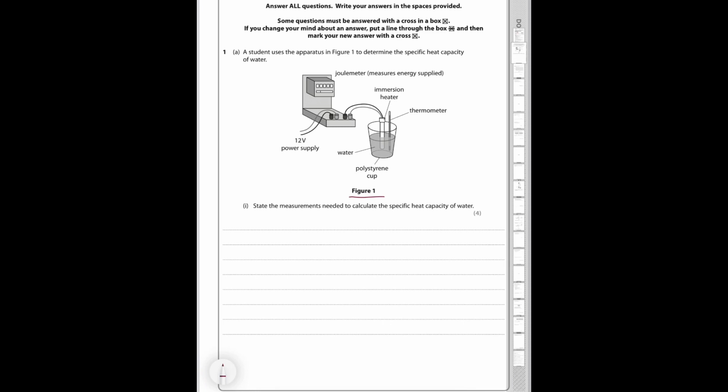First of all, we would want to take the mass of the water. We would do this by taking the mass of the polystyrene cup, then pouring the water into the cup, and then measuring the mass of the plastic cup with the water in it. If we subtract the mass of the plastic cup, we have the mass of the water. We would then take the temperature of the water at the start of the investigation, and then again at the end. This means we're able to work out a temperature change. We would also need to take a measurement from the joule meter so that we know how much energy is supplied.